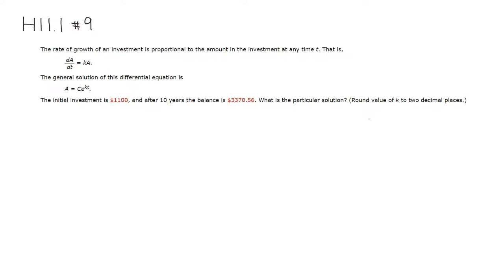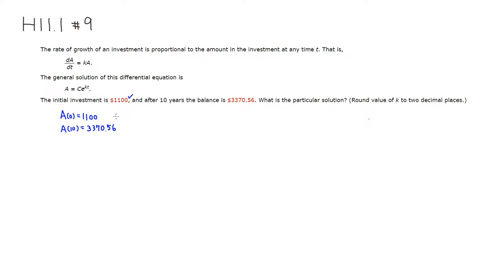It says that the initial investment is $1,100, which means that A of 0 is equal to 1,100. So we use that information. And then after 10 years, the balance is $3,370.56, which means that A of 10 is equal to $3,370.56. We can use these two pieces of information to find the values of C and k.